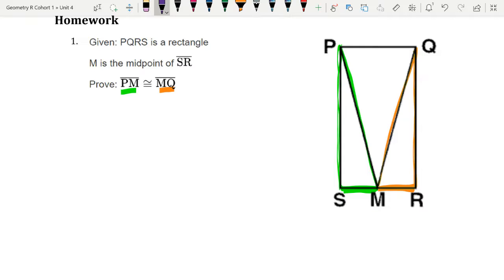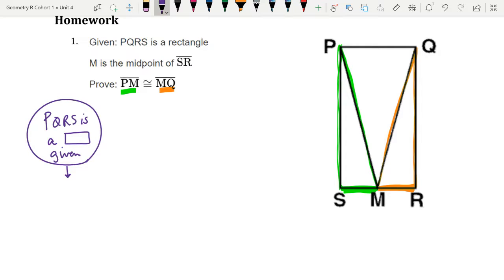So the first given is that's a rectangle. PQRS is a rectangle. That's given. What do you know about a rectangle? Opposite sides are congruent. So I can put that in my proof. PS is congruent to RQ. So we can say in a rectangle, opposite sides are congruent.